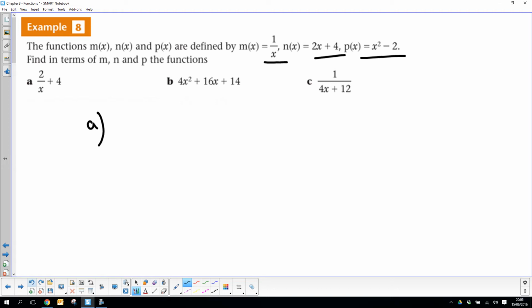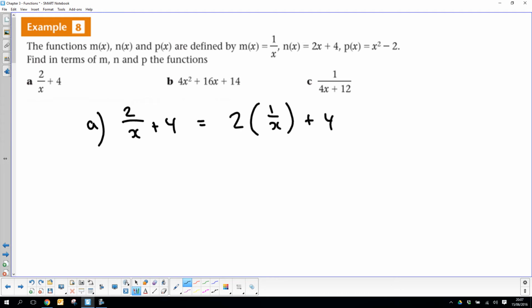So for part A, what I'm going to do is say, well, 2 over x plus 4. Now, my thought process is that looks pretty close to m of x and n of x. They both look quite close. So I'm going to rewrite 2 over x plus 4 as 2 lots of 1 over x, plus 4. The reason I've done that is I've noticed that, of course, 1 over x is m of x, and that's immediately led me to the n of x function as well. So I know it's to do with those two.